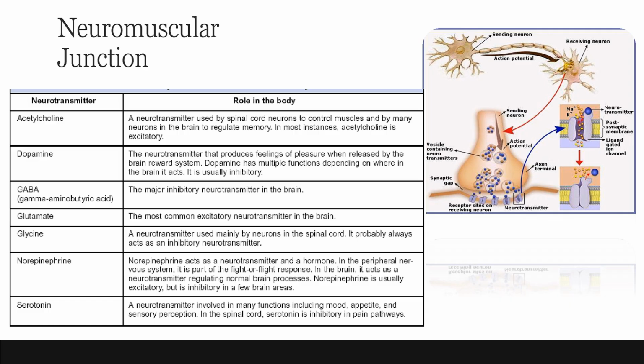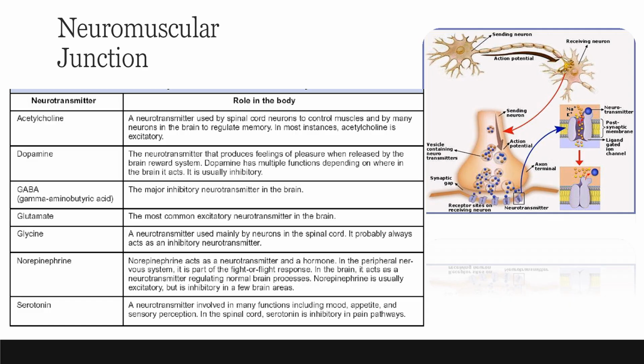Gamma-aminobutyric acid, often called GABA, is the primary inhibitory neurotransmitter in the brain and plays a critical role in preventing excessive neural activity. Glutamate is the most common excitatory neurotransmitter in the brain and is essential for learning and memory. The diagrams on the slide show the general process of synaptic transmission. Neurotransmitters are released from vesicles, cross the synaptic cleft, bind to receptors, and change ion movement in the receiving cell.